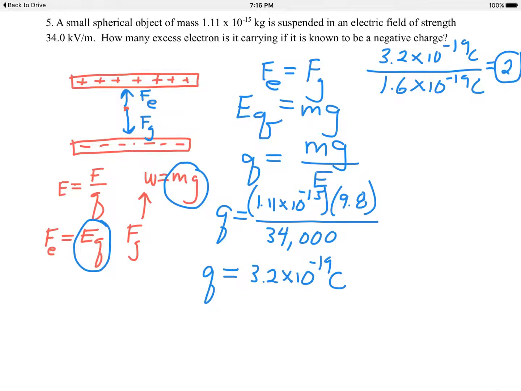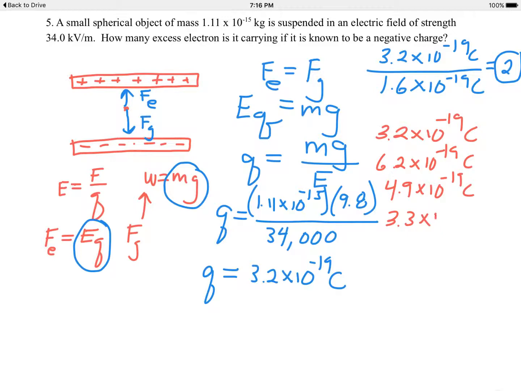He did this experiment over and over again, and he would get answers like this. I'll use red: like 3.2 times 10 to the negative 19th coulombs for his answer. Then he might get, say, 6.2 times 10 to the negative 19th coulombs. And then he might get 4.9 times 10 to the negative 19th coulombs. He would just do this over and over again. I'll just put some other numbers down here: 3.3 times 10 to the negative 19th coulombs, and he just keeps doing this, 14.5 times 10 to the negative 19th. And the numbers I'm putting down here, believe it or not, are pretty clean.